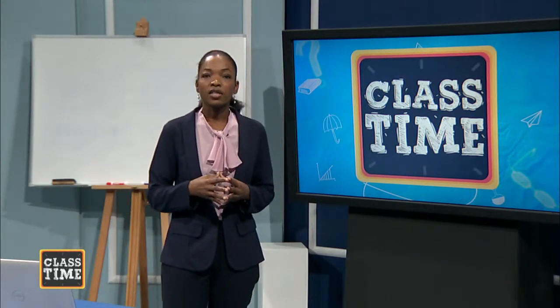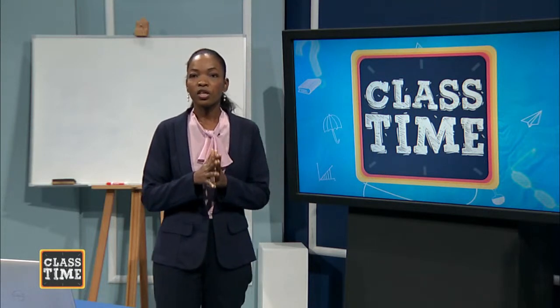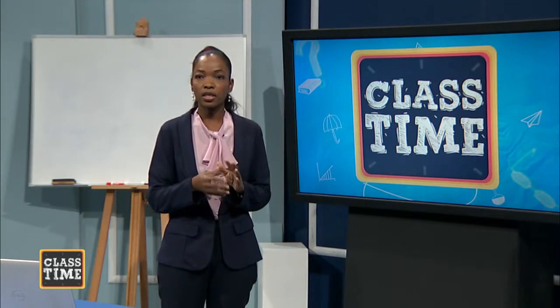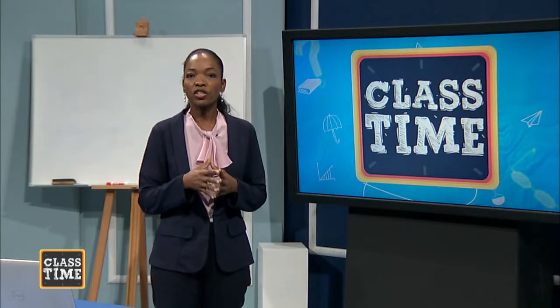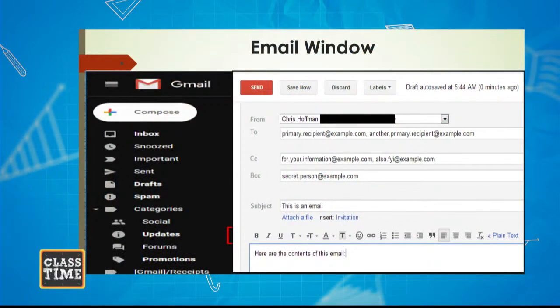Now let us look at the email window. Each email window will have a little difference in the folders, labels or the information that is given in the window, but most of it will always remain the same. So when you are looking at your email window, most of the information that we have here on screen will remain the same for most of the email providers that you are using.